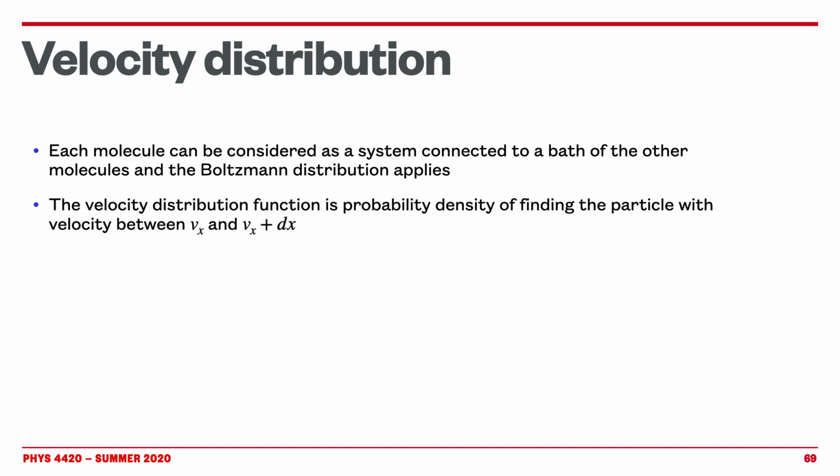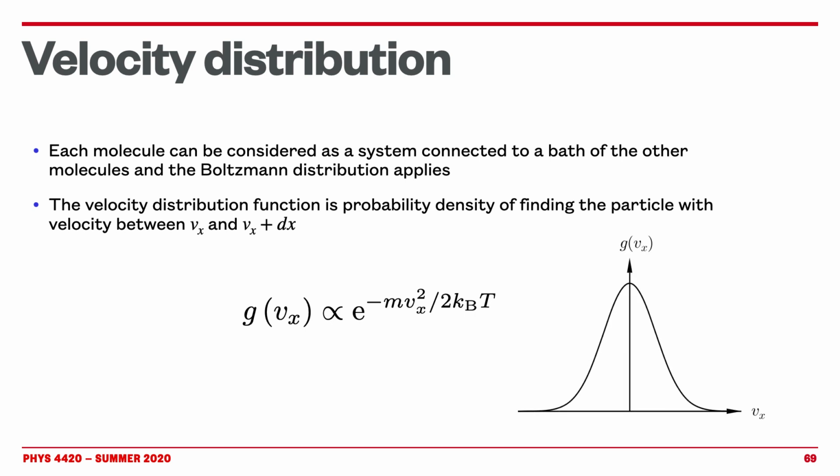So in other words, we get the probability not of finding Vx, but the probability of finding Vx and Vx plus dx, okay? And that probability is going to be proportional to a Boltzmann factor that I've just written there, where the energy is the kinetic energy. So you have mvx squared divided by 2, okay? That's the most important thing, because of course we know what this looks like. This looks like a Gaussian, right?